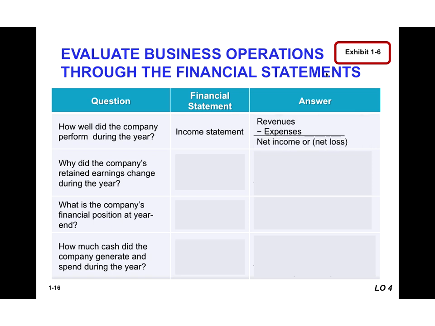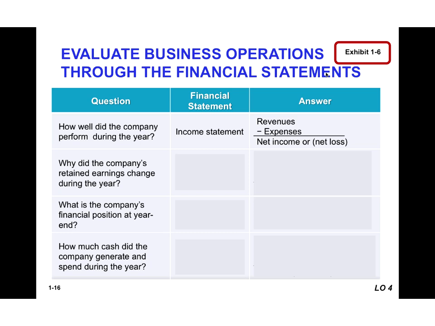Okay? And when we look at the income statement, the general format is going to be revenues minus expenses gives us net income. Or remember, loss is in parentheses. It's negative. It means our expenses are bigger than our revenues.